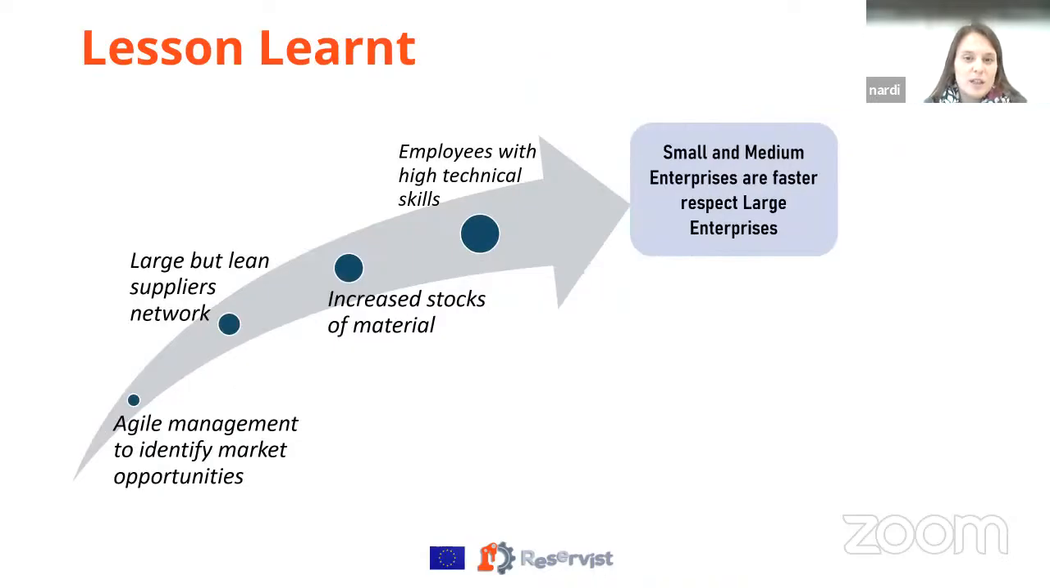So finally, we understood that our strength is to be a medium enterprise. So we had the chance to immediately figure it out and reconvert our production to a new production mode. And so we were faster than the larger enterprises. So this COVID was like a challenge for us, and we are so happy how we managed it.